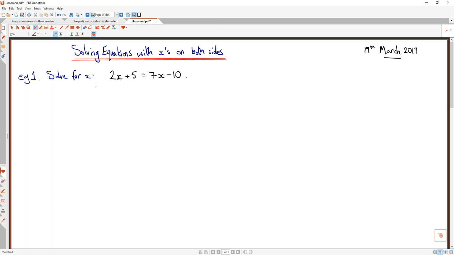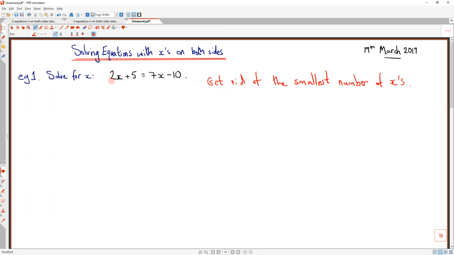Or would you put 2x onto the other side and then take minus 10 and add it to the other side? It doesn't matter which way around you do it, but the easiest way, and the way that we're going to do it, is that you're going to get rid of the smallest number of x's. So this is going to be our first step. What is our smallest number of x's? 2x, okay, so I'm going to get rid of the 2x's here.